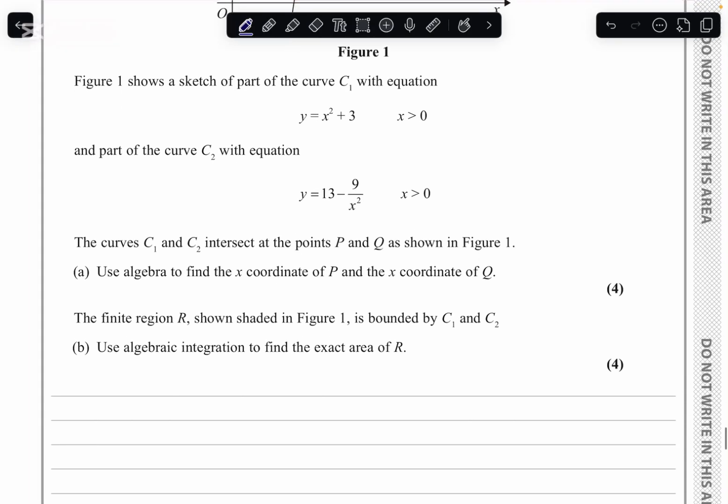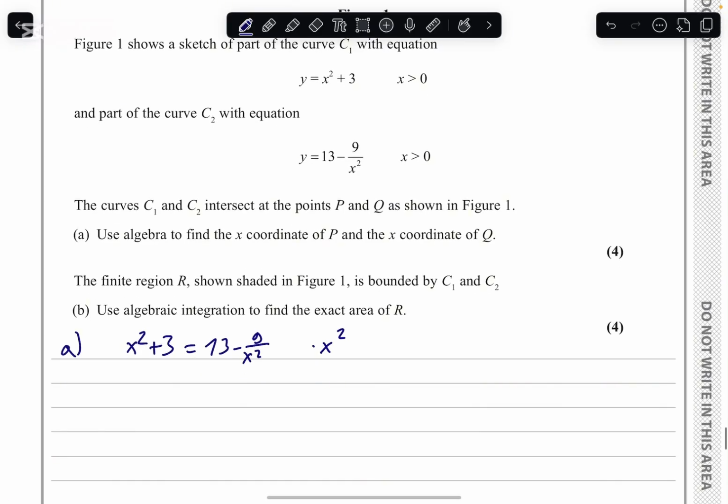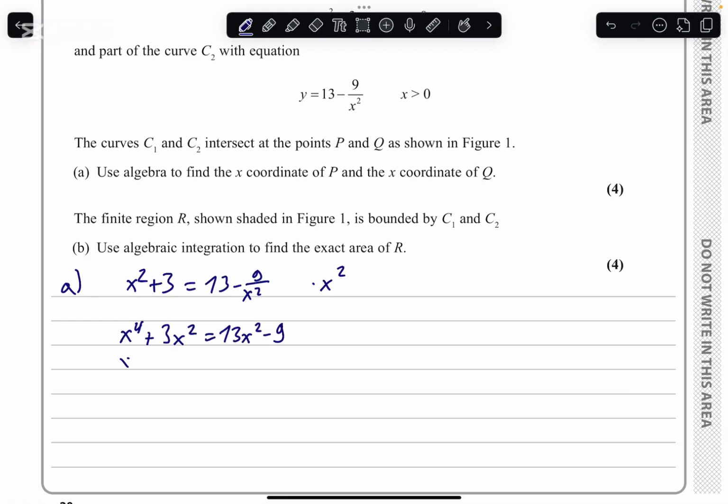So how will we do this? We will set the two equations equal to each other, because when they are equal to each other, that means that they intersect. So if we get rid of this x squared because we don't like it here, and multiply everything by x squared, we get x to the power of 4 plus 3x squared equals 13x squared minus 9. Rearranging that, we get x to the power of 4 minus 10x squared plus 9 equals 0.